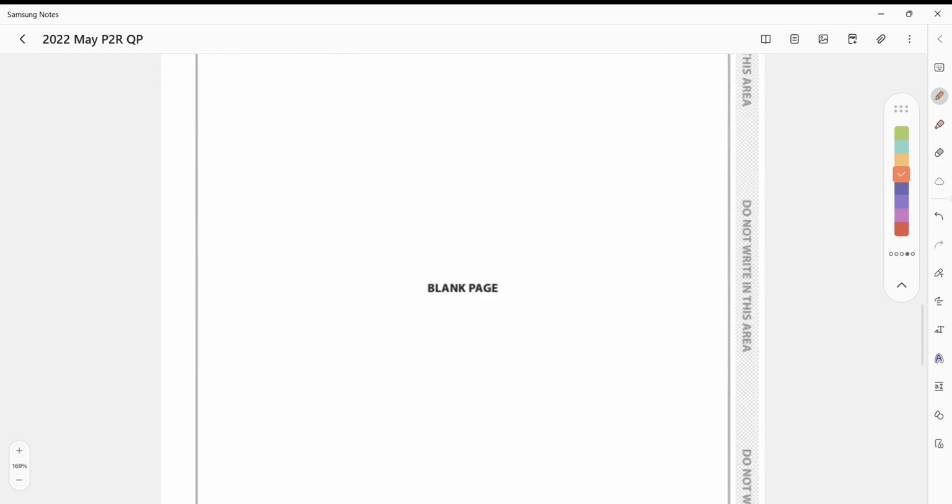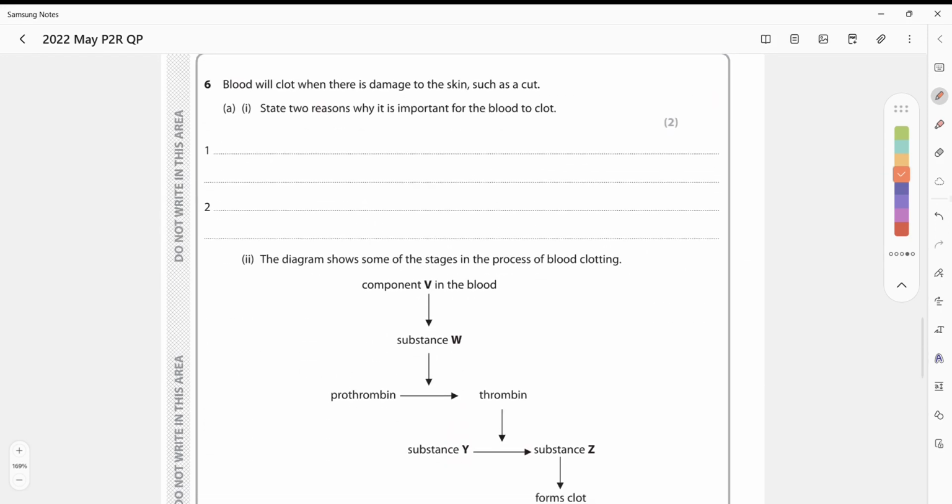All right, let's move on to question 6. Blood will clot when there is damage to the skin, such as a cut. State 2 reasons why it is important for the blood to clot. Okay, so 2 things. You want to prevent things from leaving and you want to prevent things from entering. In this case, you want to prevent excessive blood loss, and you also want to prevent pathogens or bacteria from coming into the body.